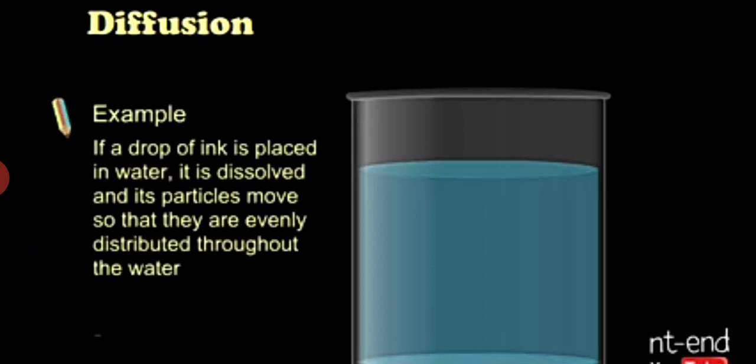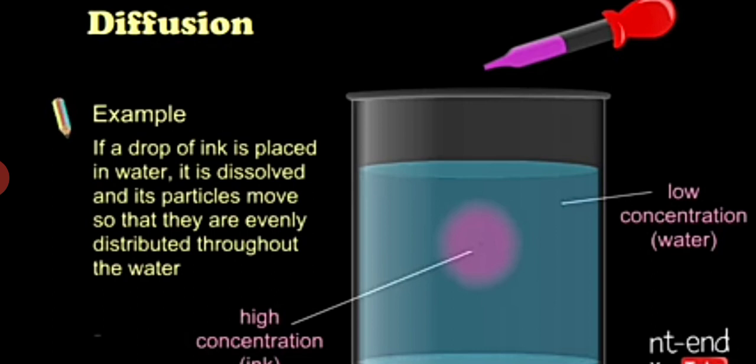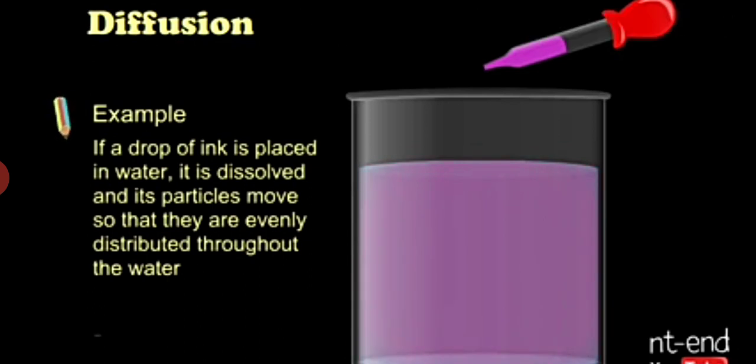Diffusion is a random movement of molecules from the area of higher concentration to the area of lower concentration. For example, if a drop of ink is placed in water, it dissolves and its particles move so that they are evenly distributed throughout the water. We will see this with the help of this example. Here is ink, and this ink is dropped into the water. You can see that the concentration of the ink in the center is higher and in other areas it is lower. The ink is spreading slowly into the whole water.